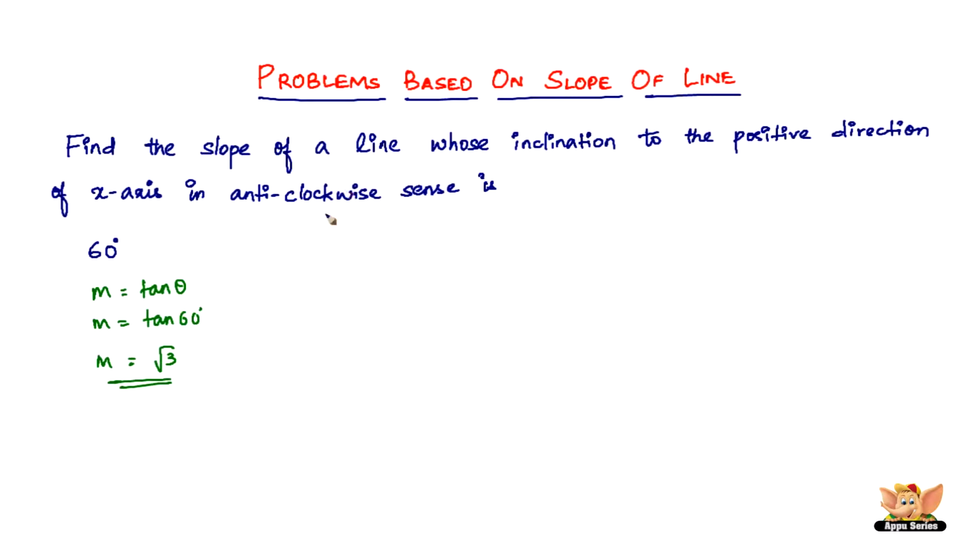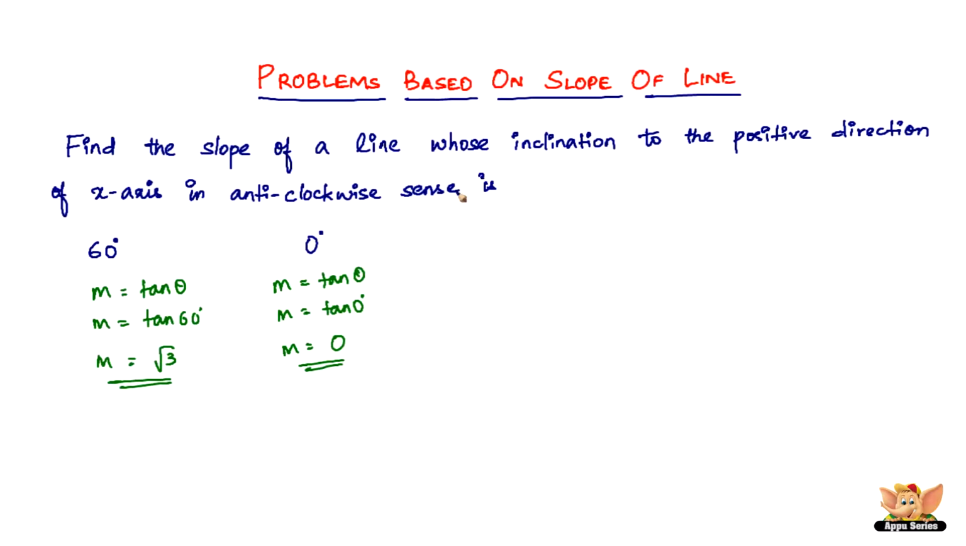Alright, so let's quickly solve another one. Now we have to find the slope of a line whose inclination to the positive direction of x-axis in an anticlockwise sense is 0 degrees. It's the same thing here. All you have to do is find the slope. So it's given by m equals tan theta, or m equals tan of 0 degrees because theta is 0 degrees. And therefore, m equals tan 0, which is nothing but 0. So the slope is 0 here.